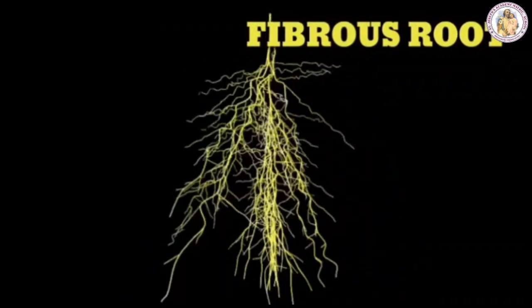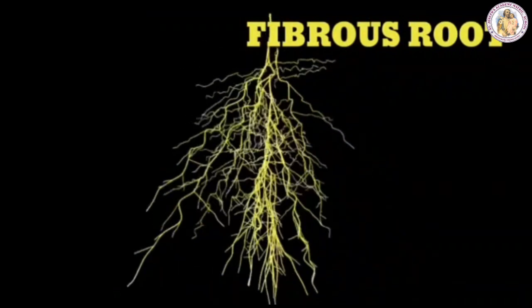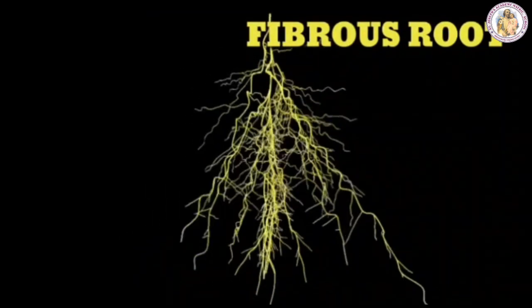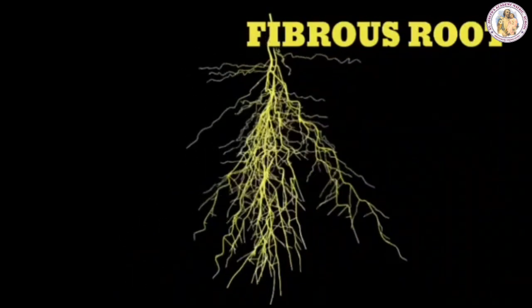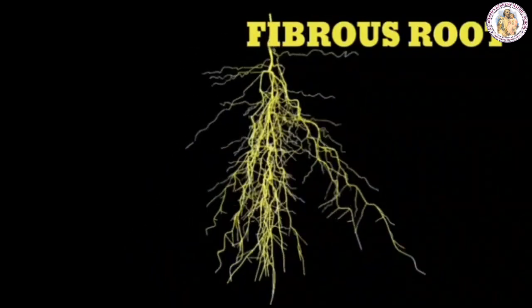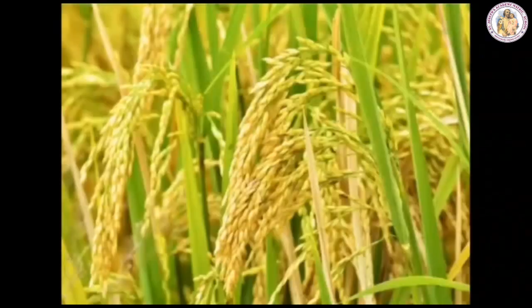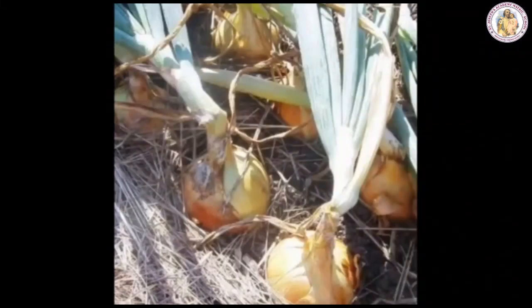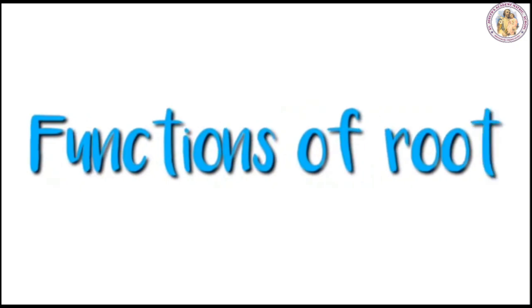Fibrous root. A fibrous root consists of many thin roots of different sizes. They grow from the base of the stem and all of them are bunched together. They do not go deep into the soil. Plants such as grass, paddy, wheat, and onion have fibrous roots. Next, functions of root.